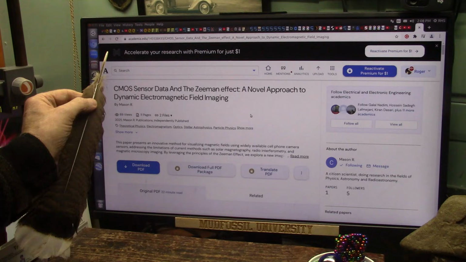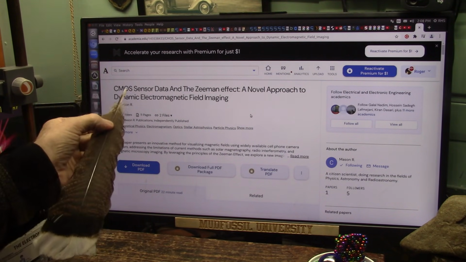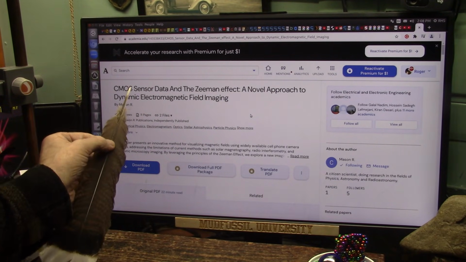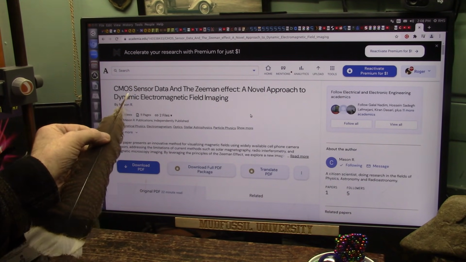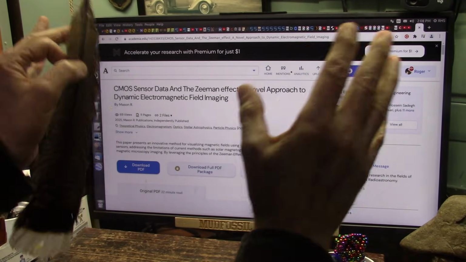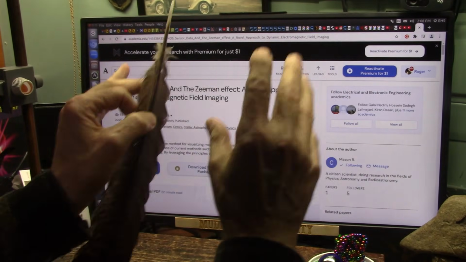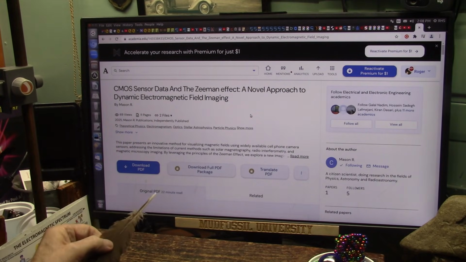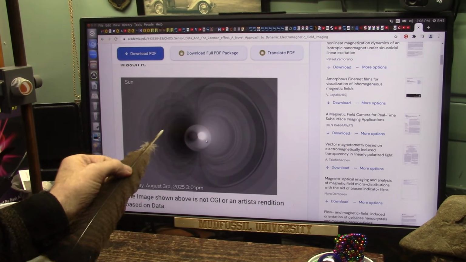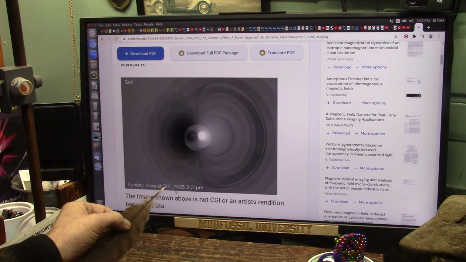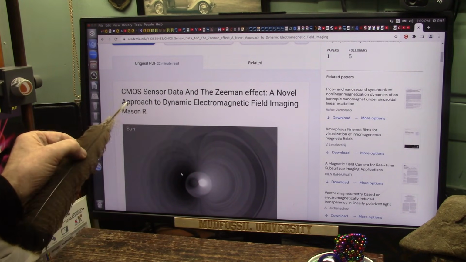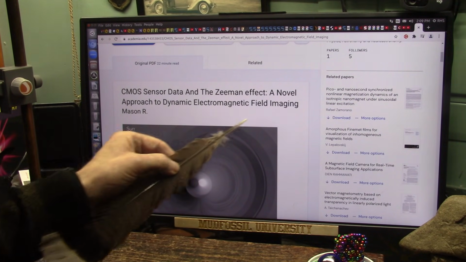CMOS, that's complementary metal oxide semiconductor silicates. Sensor data and the Zeeman effect. Now, this is what I was fighting with Fermilab and CERN about, is that you could use CMOS to see these particles, which I was showing you. I just showed you. Those are particles. Those are particles of light. The red, green, blue, we see them all. And here's what he found. And he claims this is no picture. This is a real, actual physical picture. He took Sunday, August 3rd. And this is the CMOS sensor data and the Zeeman effect, a novel approach to dynamic electromagnetic field imaging.